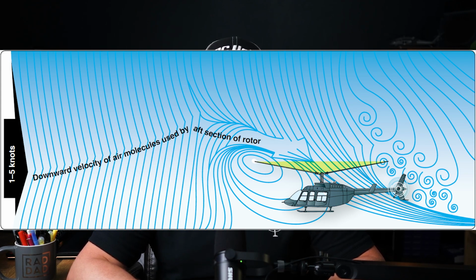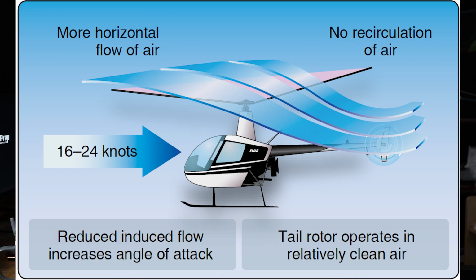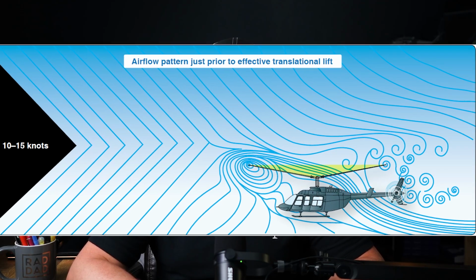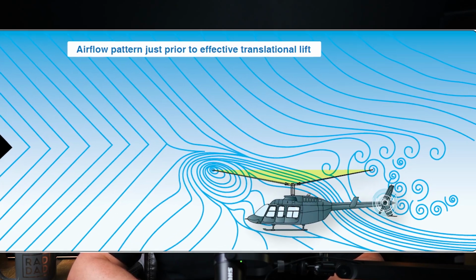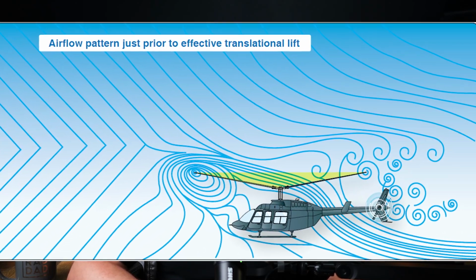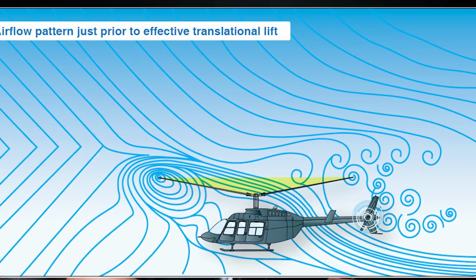There's also something called translational lift. As a helicopter transitions from a hover to forward flight, it begins to encounter translational lift. When the helicopter reaches about 16 to 24 knots of forward speed, the rotor disc begins to encounter undisturbed air. The airflow becomes smoother and more streamlined as the helicopter gains forward speed, reducing the induced drag and improving the overall lift efficiency. The direction of the airflow over the rotor disc varies depending on the helicopter's flight mode.